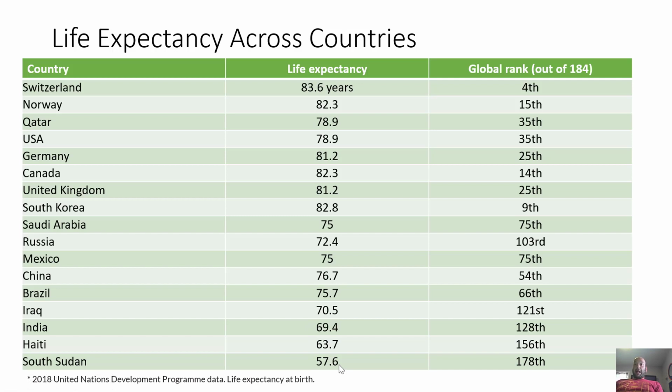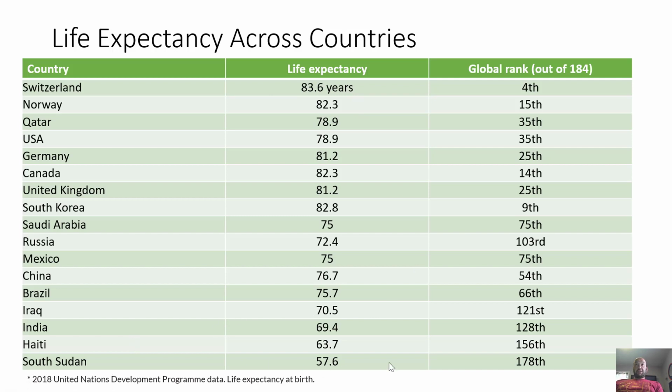So first off, how is it possible that we have such stark differences in life expectancy between countries? I mean, we're all the same species. We're all pretty much biologically the same. So how is it possible that somebody in Switzerland is living almost 30 years longer than somebody in South Sudan?